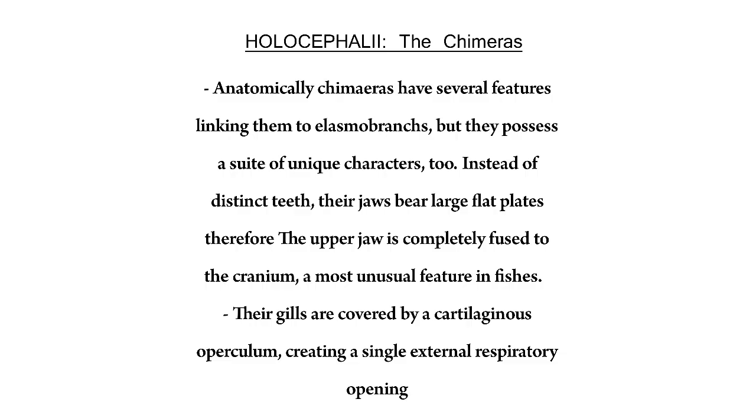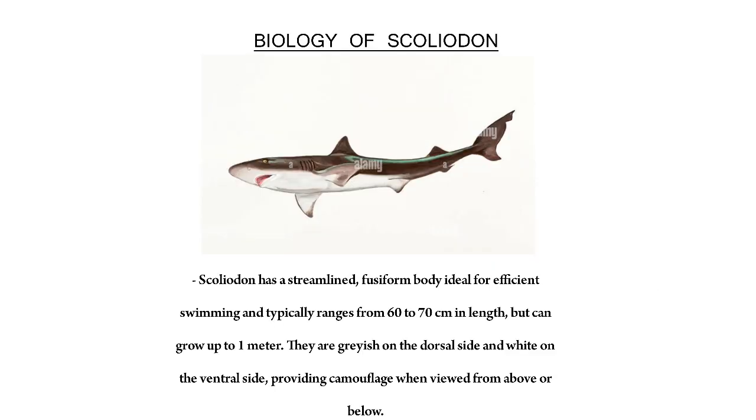Now, let us talk about the biology of a representative member of this class, which is the Scoliodon. Scoliodon has a streamlined body, and they have a fusiform body, which means they are laterally compressed, which is used for efficient swimming. They are about 60 to 70 centimeters in length, but they can grow up to 1 meter, which is 100 centimeters. They are grayish on the dorsal side and white on the ventral side, and this helps them in camouflaging.